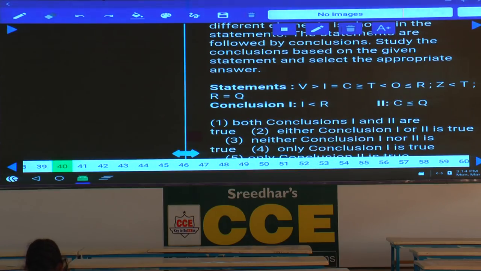Then 40, I and R. I is here and R is here. Now between these two, if you observe here, there is one greater than and one lesser than, two opposite symbols. Hence, no relation can be drawn between these two. And the first conclusion is false.